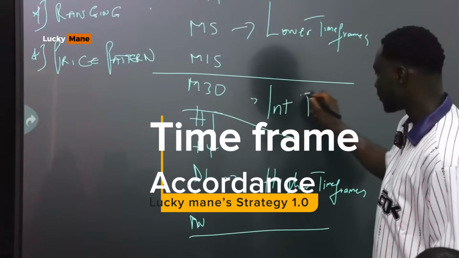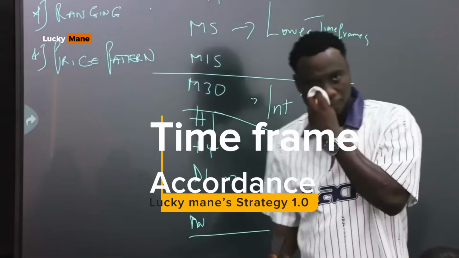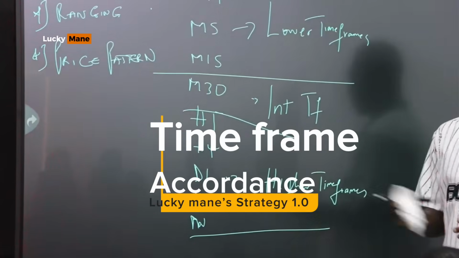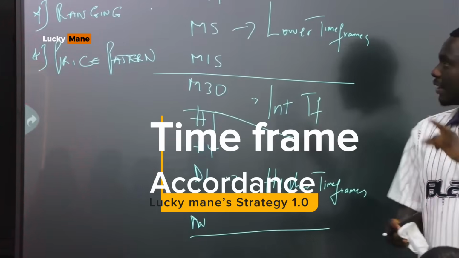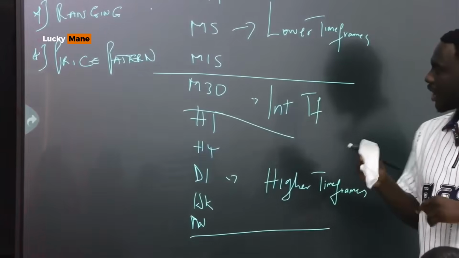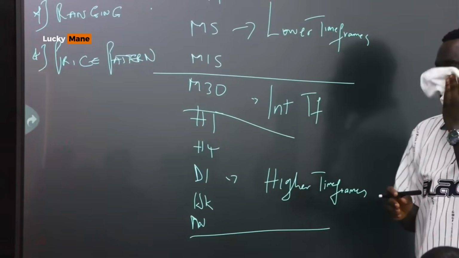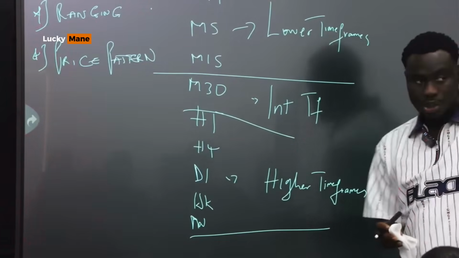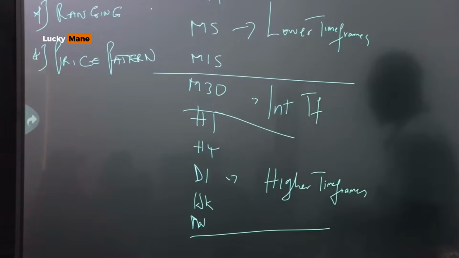intermediate time frame. So this is the default that we're going to use. The M1, the M5, the M15 as lower time frame, the M30 as intermediate, the H1, the H4, the D1, the weekly as higher time frame.